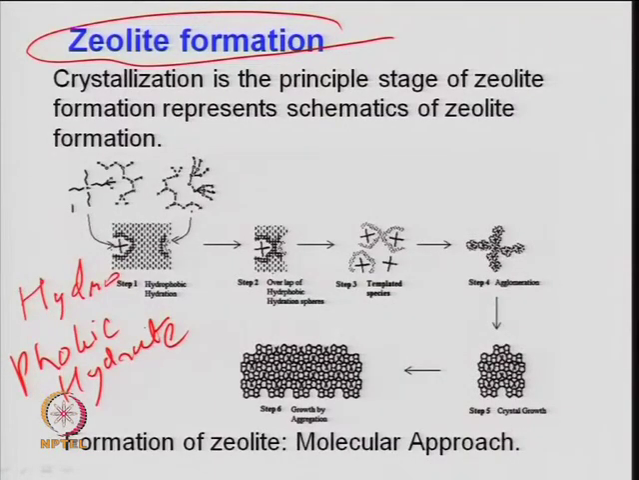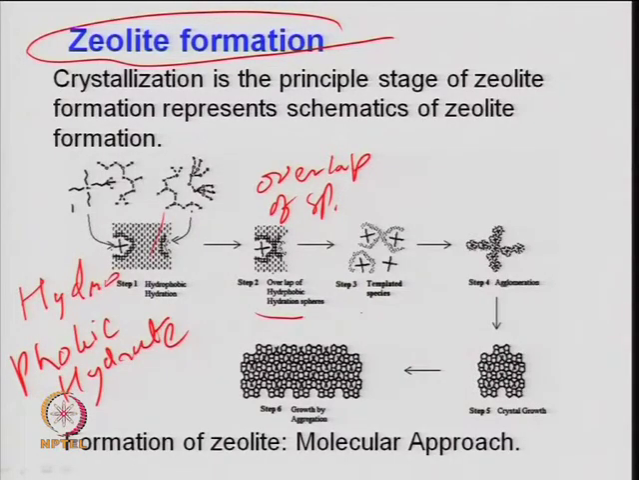So, that is the gel which you have, which is the nucleus. Step 2 is the overlap of hydrophobic hydration spheres. So, now these are coming closer, right. This is a water molecule which goes. Now they are coming closer, right. So, overlap of hydrophobic hydration spheres, right. I will write here overlap hydrophobic hydration spheres, right.